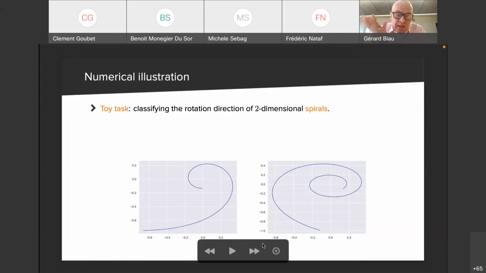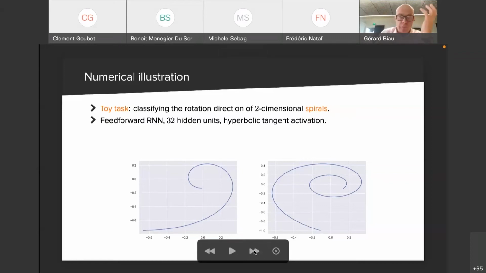So it's a toy task. It's about classifying the rotation direction of two spirals. So we have many spirals like this, and these are the data. Some spirals are going to the right, and some spirals are going to the left, +1, -1. And we want to decide automatically whether they go right or whether they go left. And we see that each spiral is a time series. Again, it's a parameterized way of seeing time, but if you unfold the series, you have an x and a y coordinate over time.